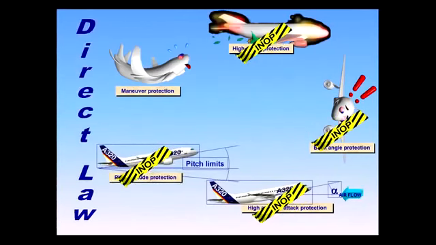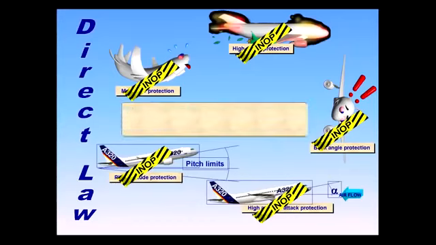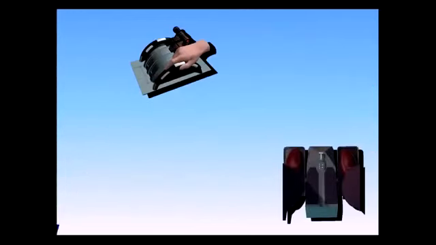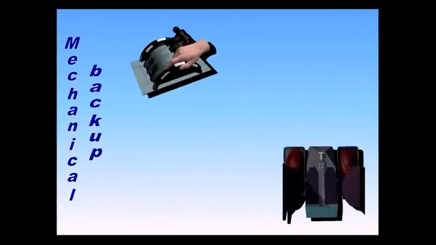In direct law, all protections are lost. Control is achieved by a direct stick-to-surface input, and the aircraft flies like a conventional aircraft. In mechanical backup, no protection exists. The pitch control is performed via the pitch trim wheel and the lateral control through the rudder pedals. Thrust may be used as desired.